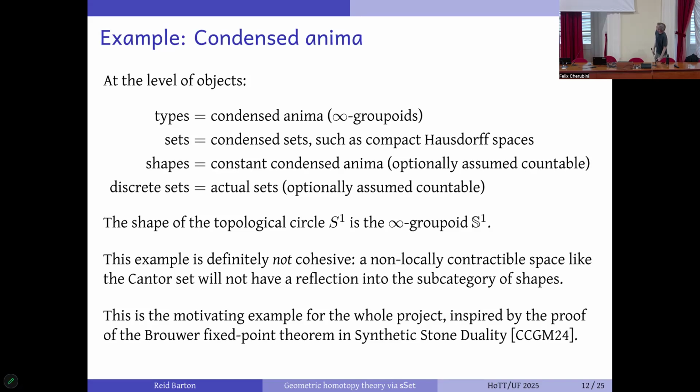And in this example, if I take the topological circle S1, it does have a reflection into the subuniverse of shapes, and that turns out to be the infinity groupoid, which I'm writing with a bold S1 because it's the synthetic circle. This example definitely is not cohesive, because if I take some really bad space like a Cantor set, it's not locally contractible, and it's not going to have a reflection into the subuniverse S. And this is really the more motivating example, why I would even want to allow a subuniverse S that isn't reflective. This really was inspired by the proof of the Brouwer fixed point theorem in synthetic stone duality by some people who are in this room. So maybe we'll see that a bit later.